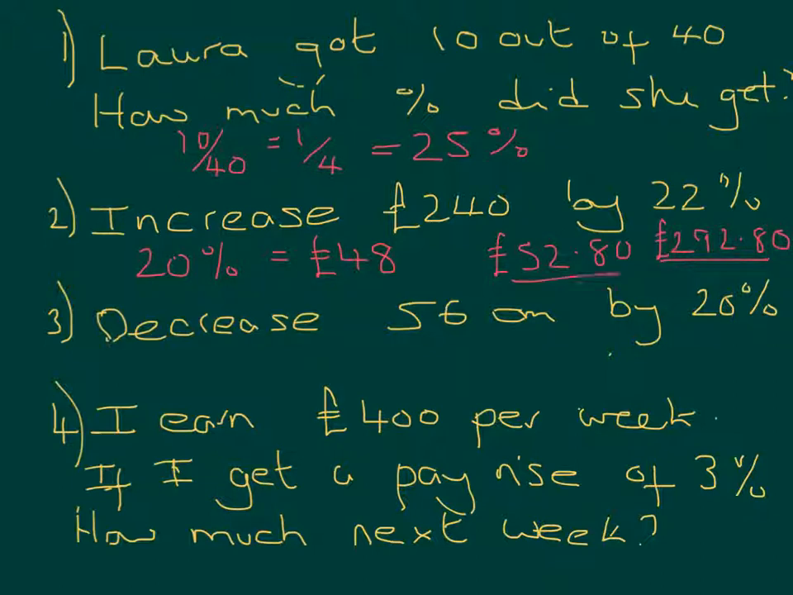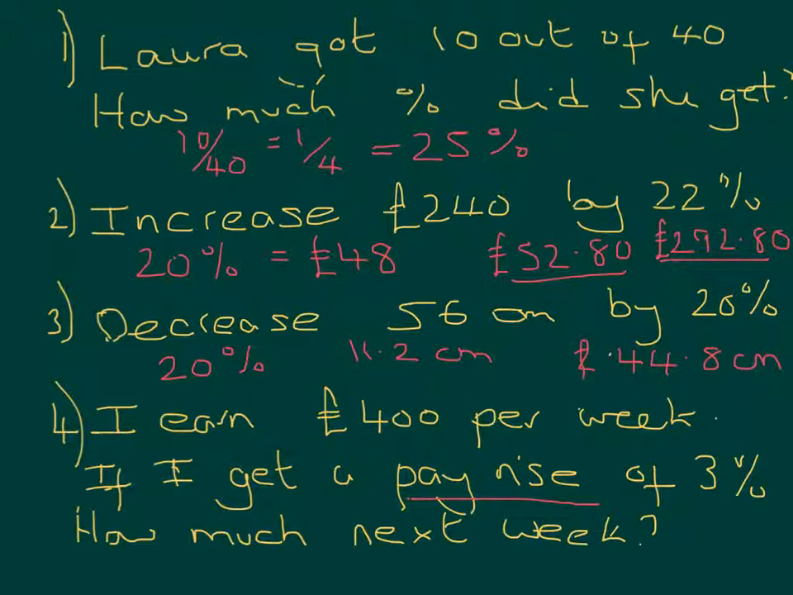That's the amount it's gone up by, but I actually need to work out what the new amount is once I've added it on. Right, decrease 56 by 20%. Well, 10% will be 5.6. So 20% will be 11.2 centimetres, but it doesn't want 20% of. It wants me to decrease, so I need to do 56 subtract 11.2. And that will give me 44.8 centimetres.